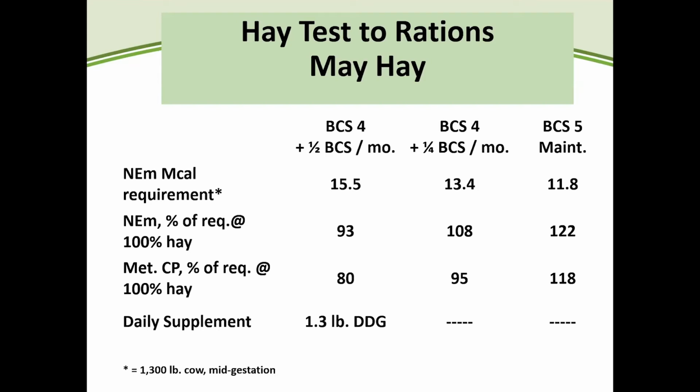Certainly if my cow is already in a condition score 5 and she's at maintenance and just kind of hanging out, this high quality hay is 22% more energy than she needs and 18% more protein than she needs. So that's really overfeeding that kind of a cow. So high quality hay to a 1,300 pound mid-gestation cow may or may not need supplementation depending upon what we want that animal to be doing performance-wise.